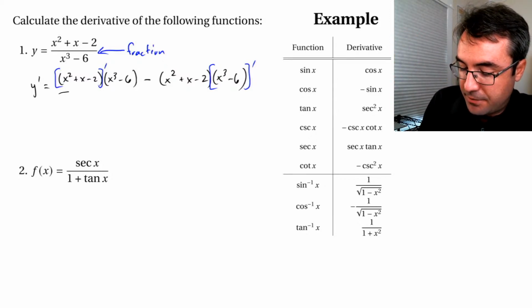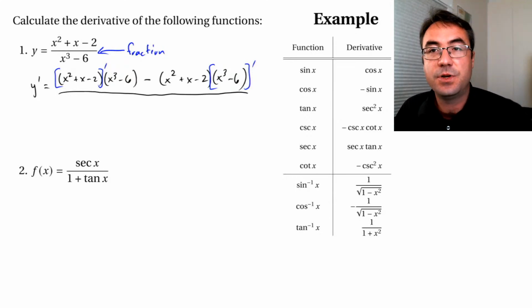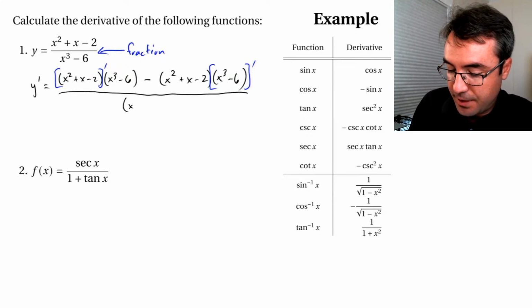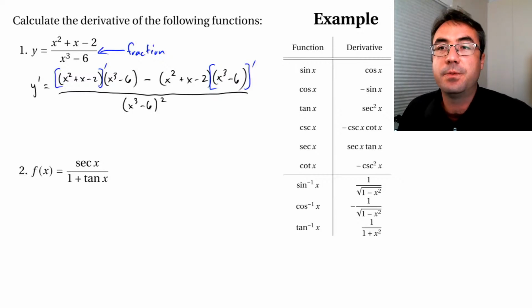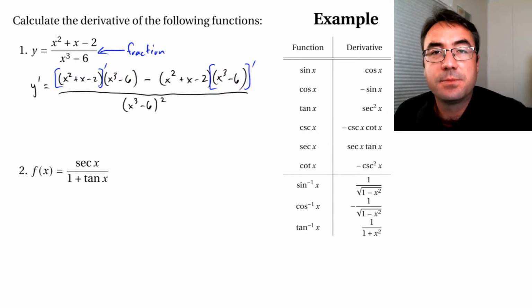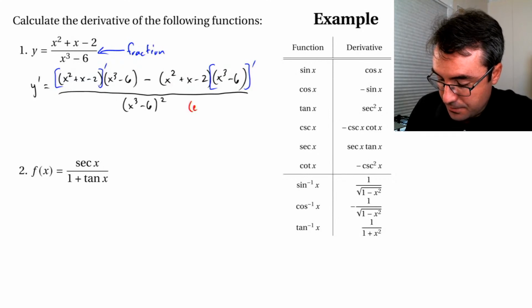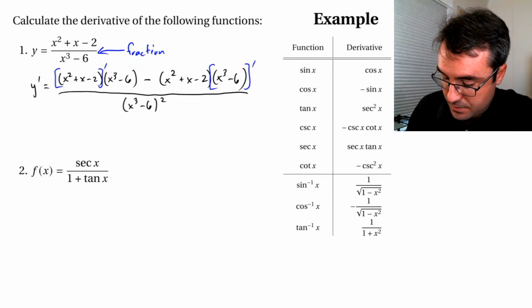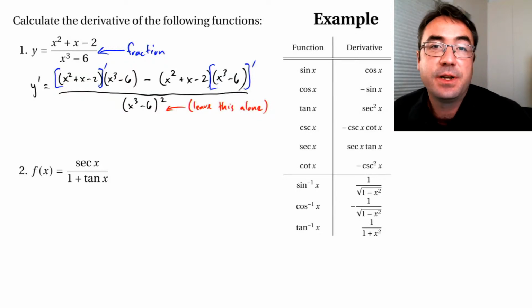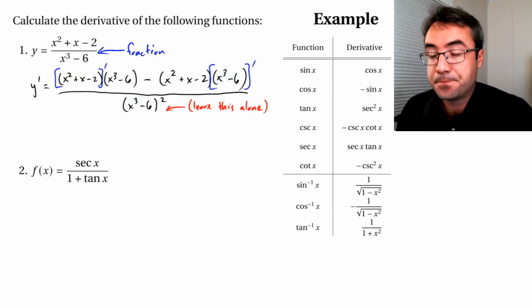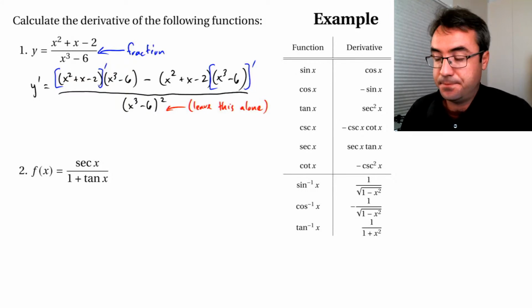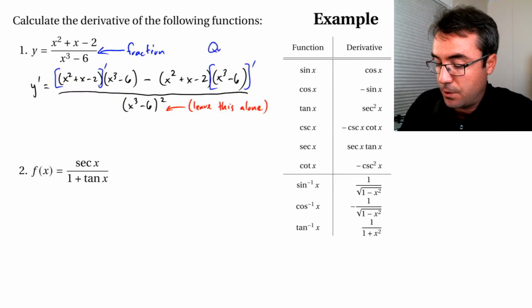And then we draw our big fraction sign, division, and then we just square the original denominator. So x cubed minus 6. We almost never multiply that denominator out. So just leave this alone. Don't do anything with it. Don't actually square that out. Just leave it as x cubed minus 6, squared. All right, so that's where we applied the quotient rule.